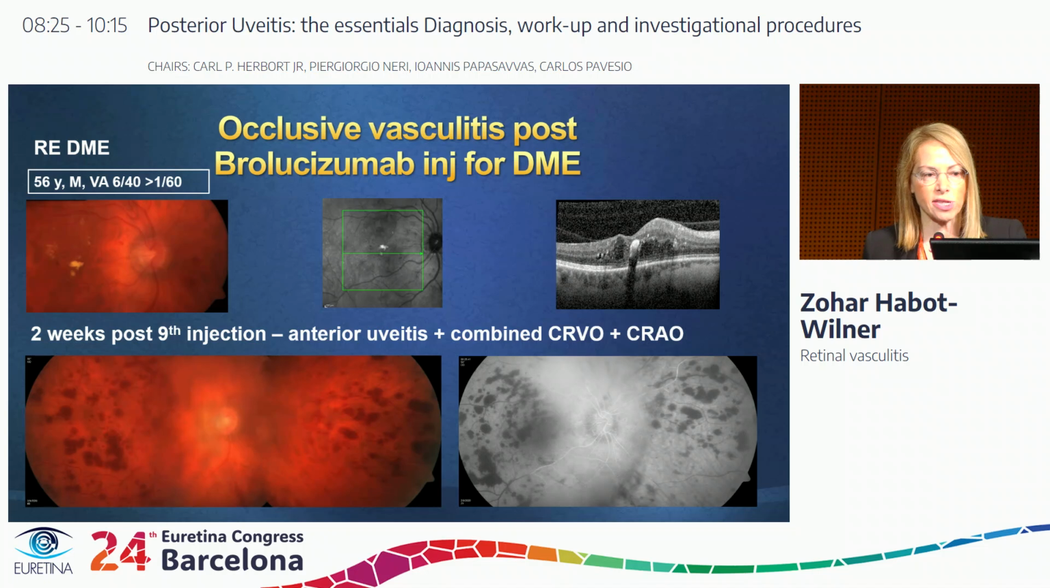And this is a very sad case of an occlusive vasculitis post the use of brolucizumab injection for DME. And what happened here, 2 weeks post the 9th injection, the patient came with anterior uveitis and a combined central retinal vein and artery occlusion, and unfortunately, he lost his sight.